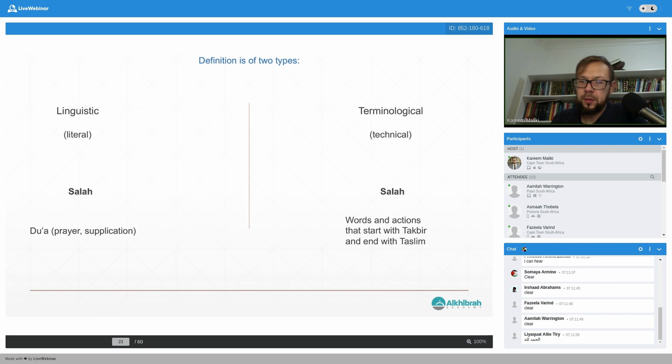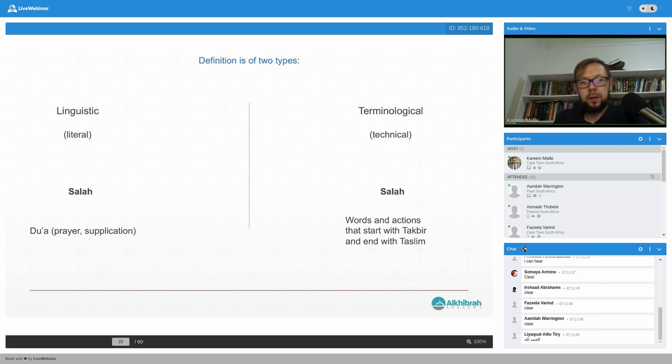Recitation of Quran is part of salah. Ruku is part of salah. Sujud is part of salah. Sitting is part of salah, and so on. So you see, that's what definition does. Definition allows us to clearly outline what we are thinking about.